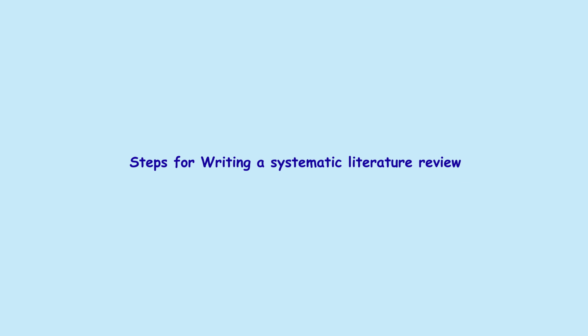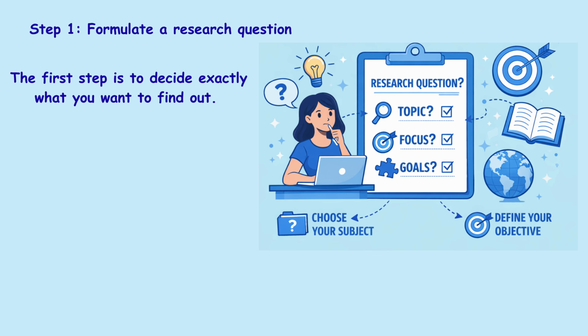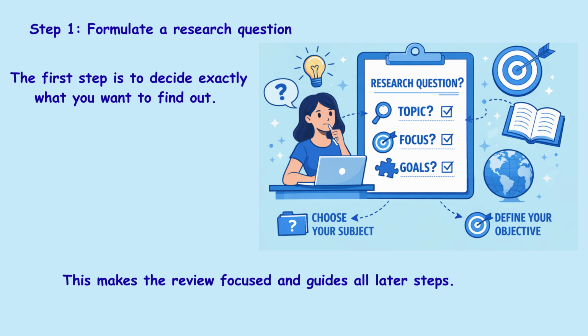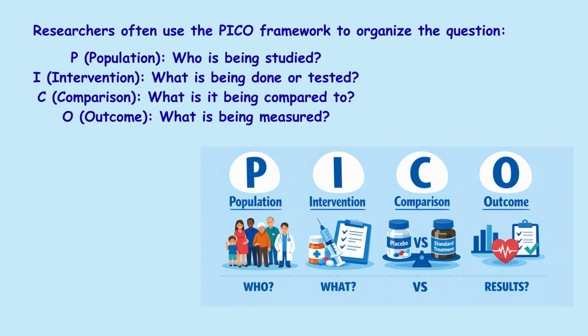Steps for writing a systematic literature review. Step 1. Formulate a research question. The first step is to decide exactly what you want to find out. This makes the review focused and guides all later steps. Researchers often use the PICO framework to organize the question: P. Population, who is being studied; I. Intervention, what is being done or tested; C. Comparison, what is it being compared to; O. Outcome, what is being measured.